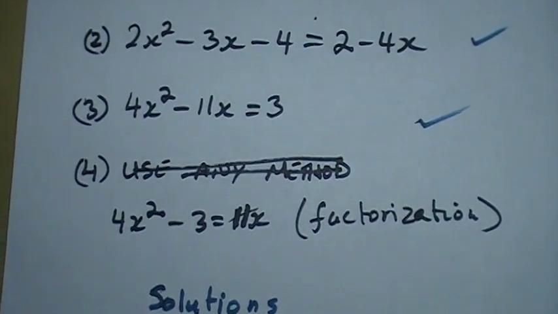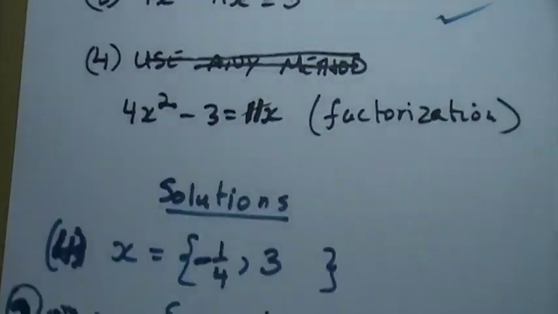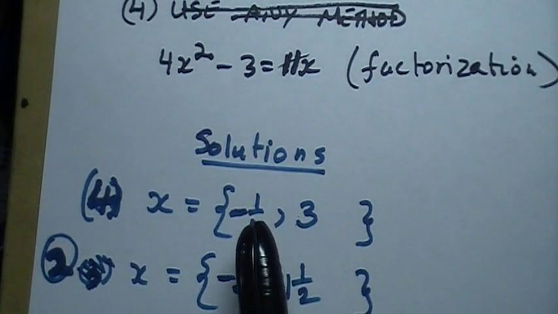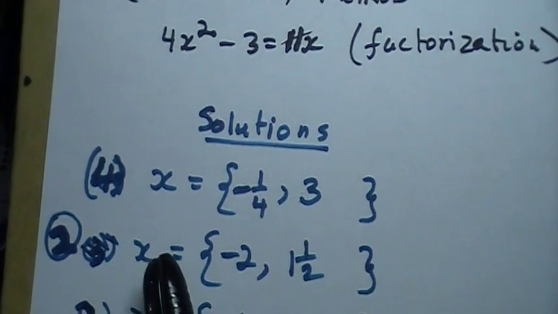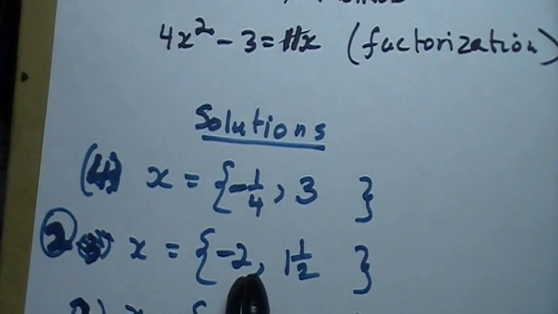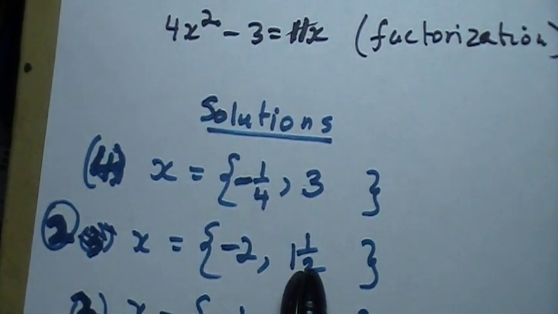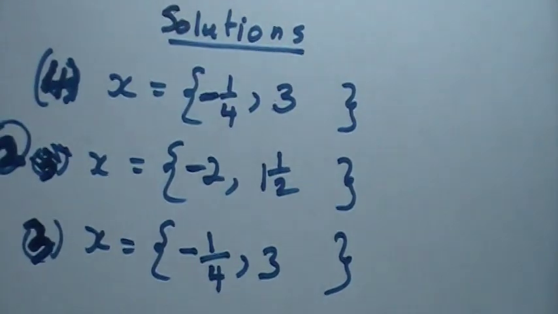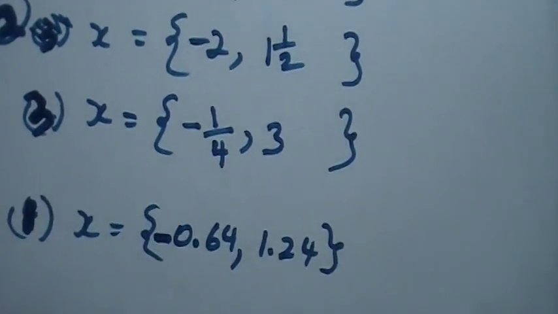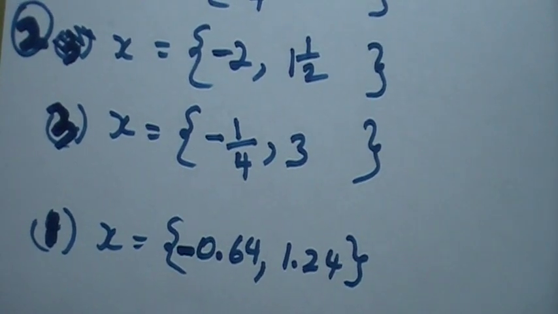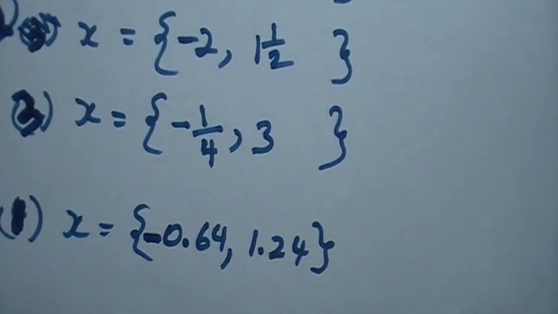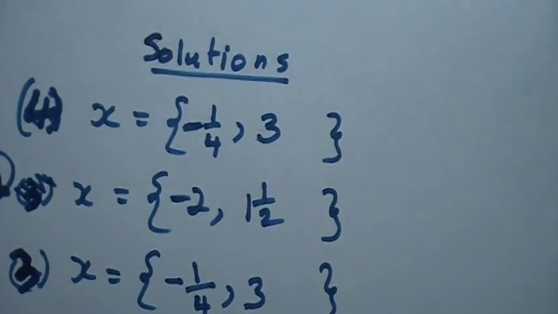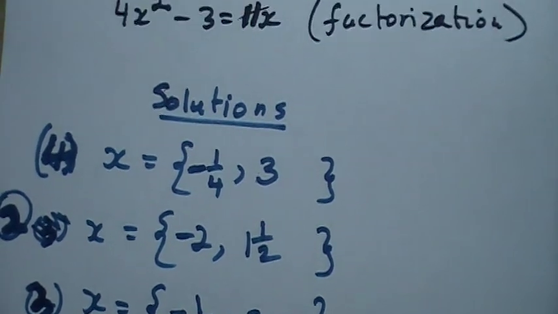And then the solutions, let's look at those. Not in order. Number 4, negative 1/4 and 3. Number 2, negative 2 or 1.5. And then number 3, negative 1/4 and 3. And number 1, negative 0.64 and 1.24. Those are the solutions. Check them with your solutions.